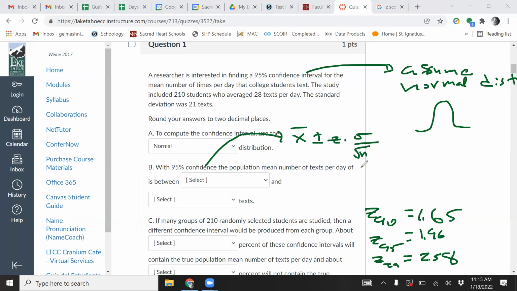So if I were to work this out, X bar obviously is going to be 28. We'll change colors so it stands out. 28 plus or minus Z, which for 95% is 1.96, times sigma, which is 21, and you're doing this with 210 students. Very, very easy. Now we will need a calculator. I'll have extra calculators for you guys, but feel free to bring your own.